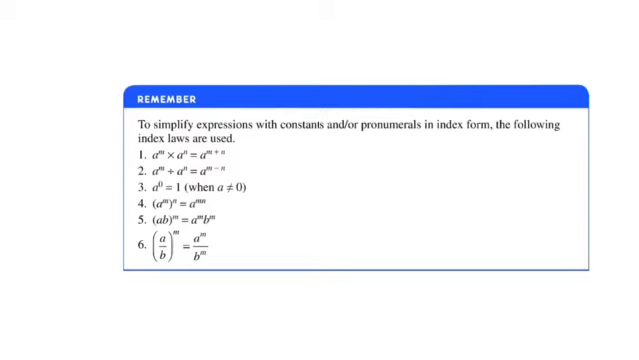Thank goodness for that, some of you are saying. So we've got this remember thing. To simplify expressions with constants and or pronumerals in index form, the following index laws are used. There's law number 1, there's number 2, and there's number 3. This one was 4, that one was 5, that one was 6, okay?